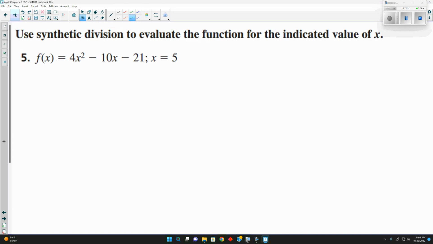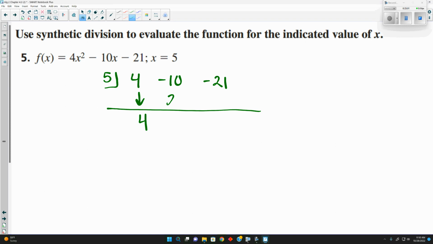Let's do one more of these. So they told us x is 5, so 5 goes in the cubbyhole. Across the top, we'll have 4 for x squared, negative 10 for x, and negative 21. And once we get good at these, you can almost do these by synthetic division as fast as you can probably plug them in. 5 times 4 is? Negative 10 plus 20 is? 5 times 10 is?